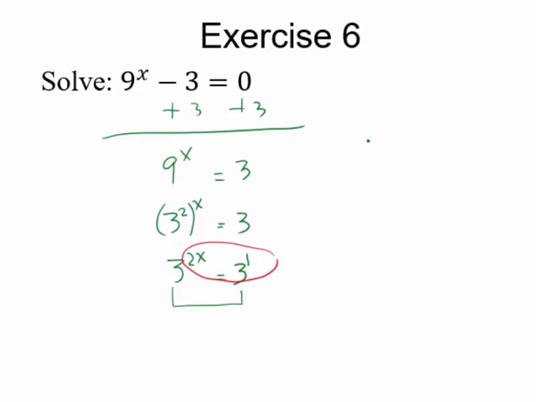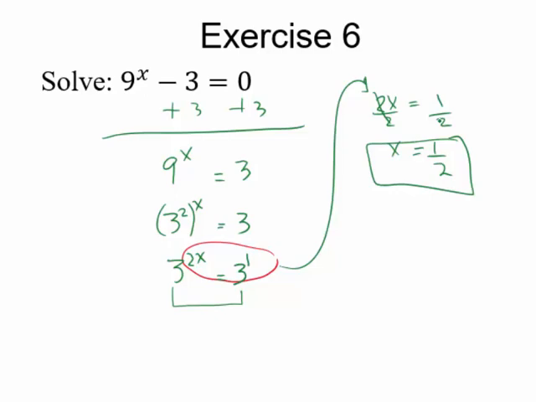So you've got 2x is equal to 1. Therefore, x is equal to 1/2. When you divide both sides by 2, you get x equal to 1/2. Which kind of makes sense because what is 9 to the 1/2? That's the square root of 9, which is 3. So 3 minus 3 equal to 0. So that indeed checks it out. All right. That's the last part of section 7.1.